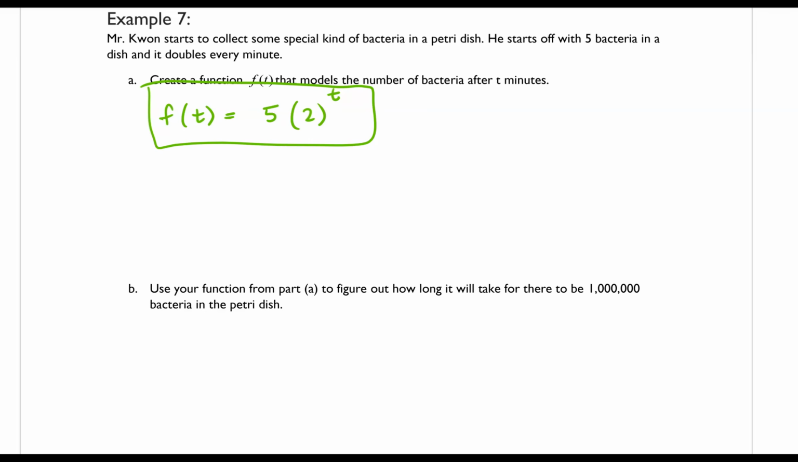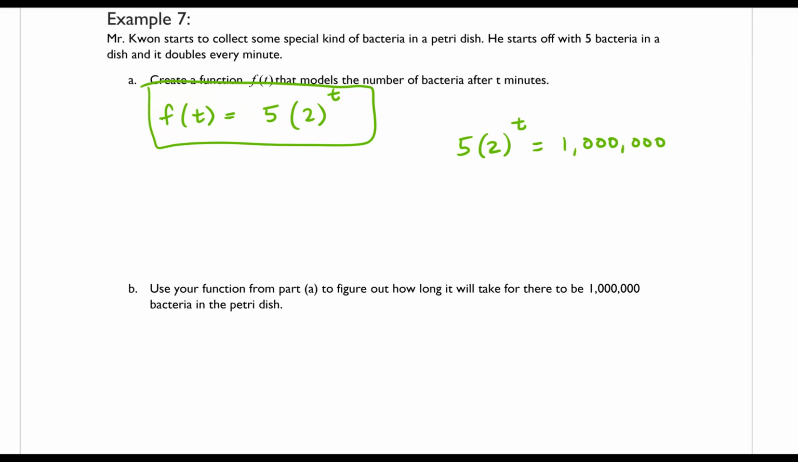Part B says use your function from part A to figure out how long it will take for there to be 1 million bacteria in the petri dish. Now, so far in this class, we don't have the algebraic tools to be able to solve that, because normally what we would do is we would set our function equal to 1 million. So I would have 5 times 2 to the t power, and we would have that equal to 1 million. And then we'd solve for our variable t. Right now, our t variable is in the exponent, and I haven't given you the tools to figure out how to get it outside of the exponent so that we can solve for it.